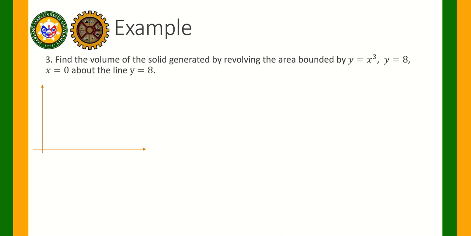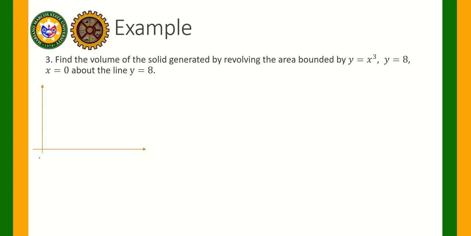Okay, so let's try to have example number 3. Find the volume of the solid generated by revolving the area bounded by y equal to x cubed, y equal to 8, and x equal to 0 about the line y equal to 8. So, plot muna natin si x and y natin.